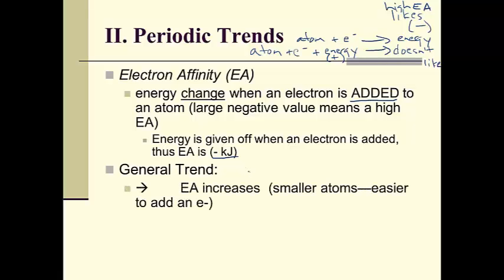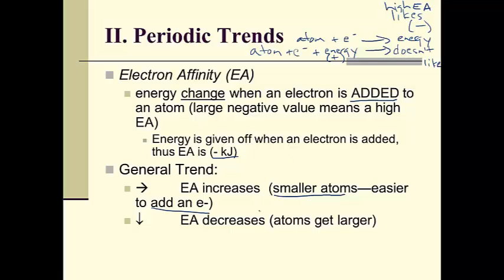Okay, as you go left to right, electron affinity increases. Why? The small atoms like to gain the electrons. The big ones don't like to gain electrons. And going down, opposite trend. Because the atoms get bigger, the electron affinity will decrease.